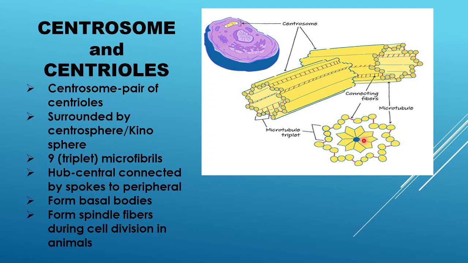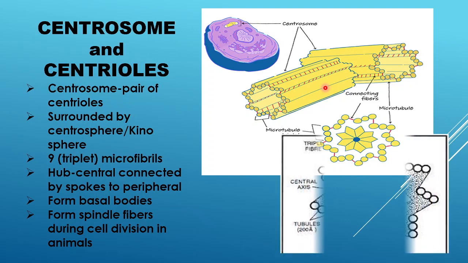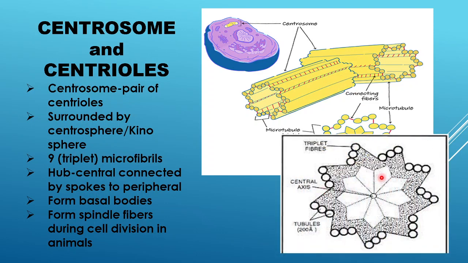They form the basal bodies. Their function is that they form the spindle fibers during cell division in animals. During cell division, which we will be learning in our upcoming discussions, the centrosome or centrioles have a very important significance in that they help to form the spindle fibers. Then here, furthermore, is the diagrammatic view of the centrosome or the centrioles, with these triplets which are again interconnected. So that is all for discussion presently. Next, we will move to the discussion of the nucleus.